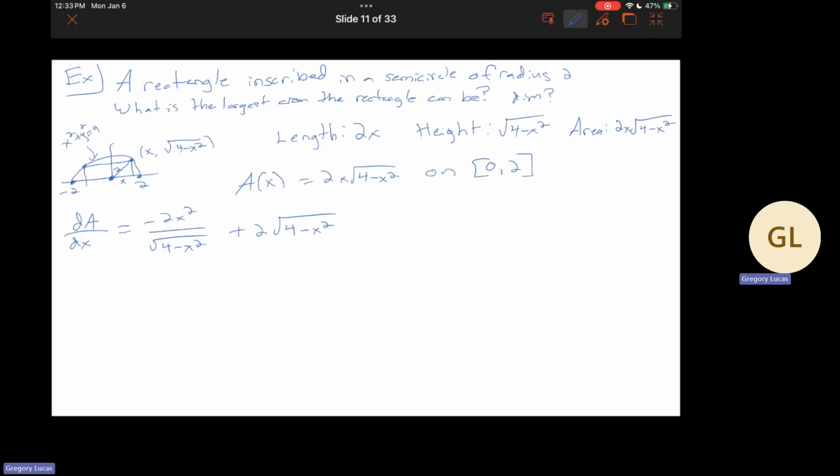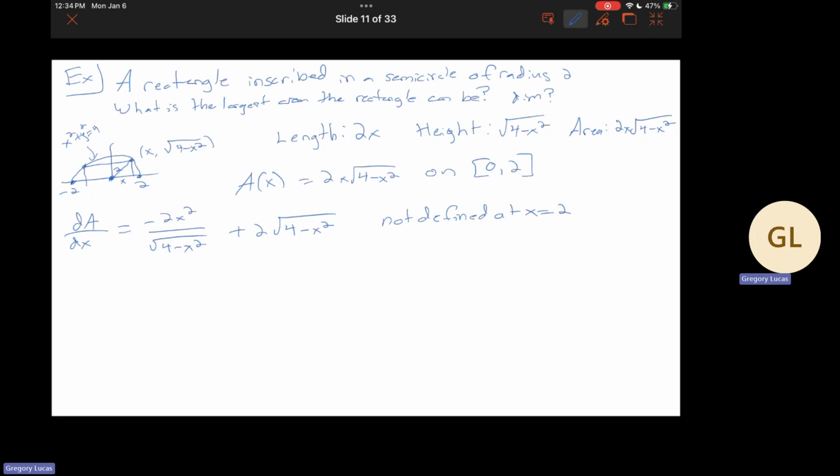Okay. And this is not defined when x is equal to 2, because then we'd have divided by 0. We can't have that. So not defined at x equals 2. Okay.